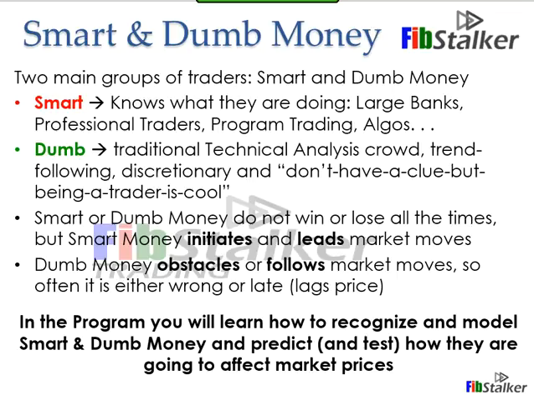So in the program, I will help you and lead you to learn how to recognize and model these two groups, smart money and dumb money, and also how to predict and test the prediction. See, we're not in the business of prediction, we're in the business of making money. And so it's not that if we predict that there is a level that is going to show participation for smart money, we just blindly buy it or sell it, depending on whether it's a long or a short. No, all the time you're going to test, and this is part of the activity, and we'll do it for smart and dumb money, and we'll study how they are going to affect market price.